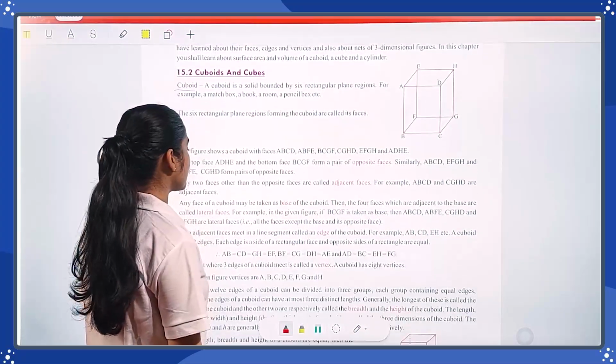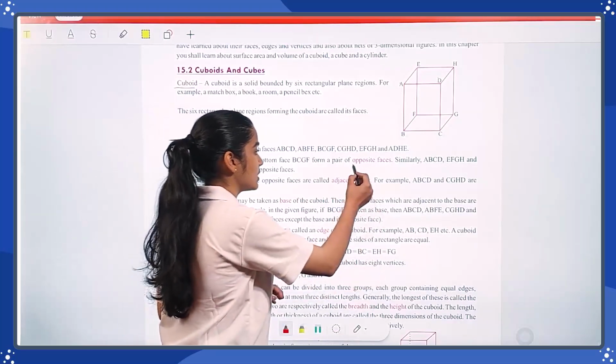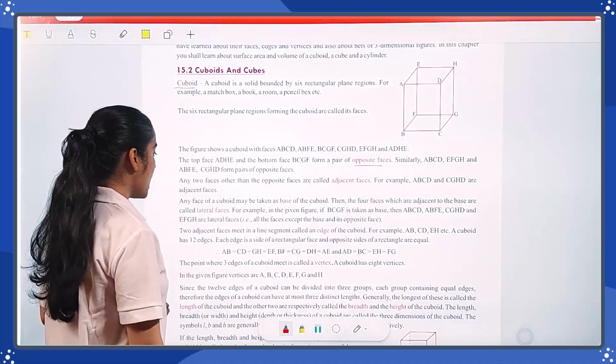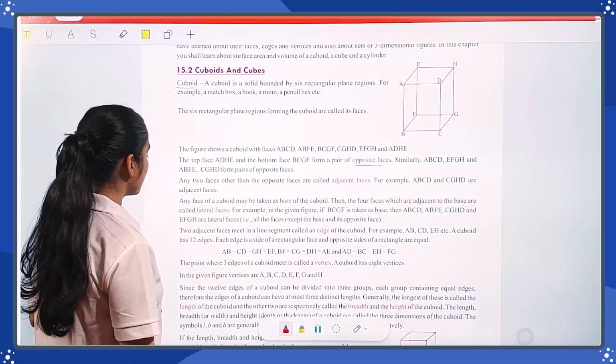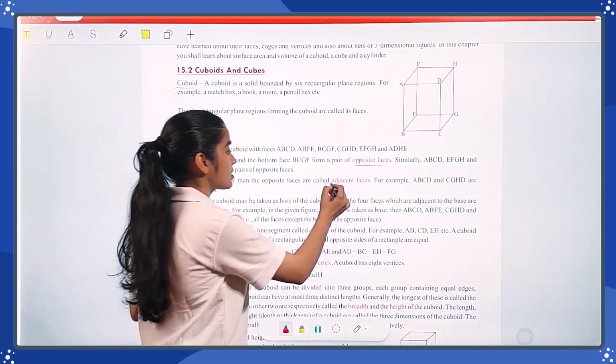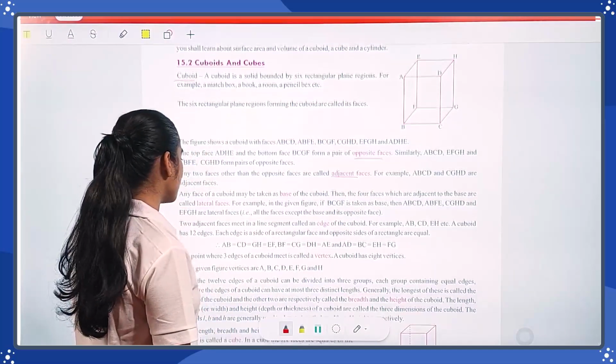The top face ADHE and the bottom face BCGF form a pair of opposite faces. Similarly, ABCD and EFGH, and ABFE and CGHD form pairs of opposite faces. Any two faces other than the opposite faces are called adjacent faces. For example, ABCD and CGHD are adjacent faces.